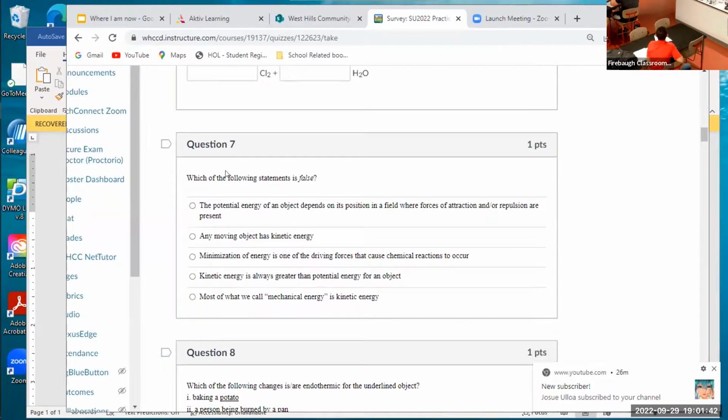Okay, so which of the following statements is false?